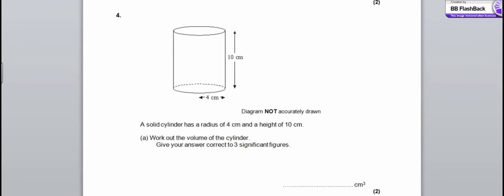Question 4. Okay, well this is actually another prism, okay, but let's read through the question. A solid cylinder has a radius of 4 centimeters, so again they're just telling us the numbers on the diagram, and a height of 10 centimeters. There we go. So that bit's pretty boring really, isn't it? Work out the volume of the cylinder. Give your answer correct to 3 significant figures. There's 2 bits here really, and not a lot of marks for it, to be honest.